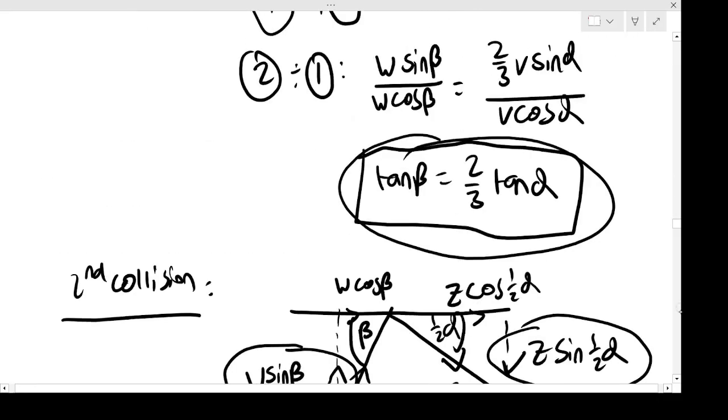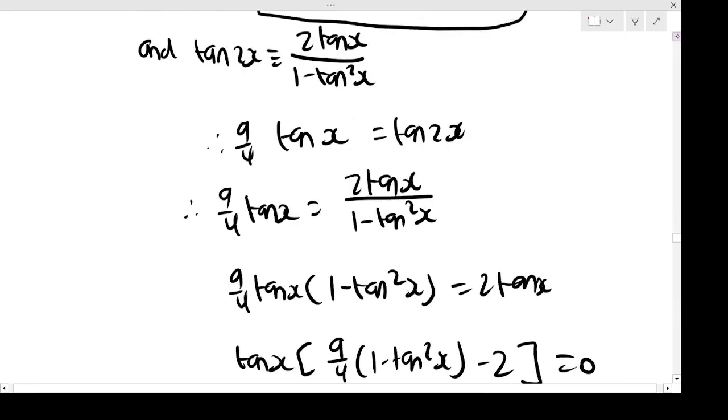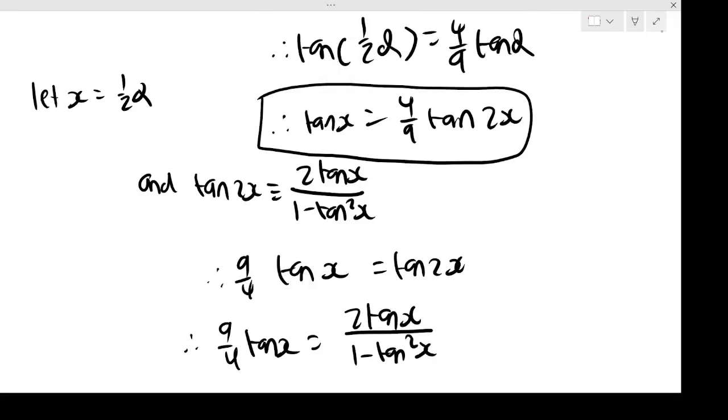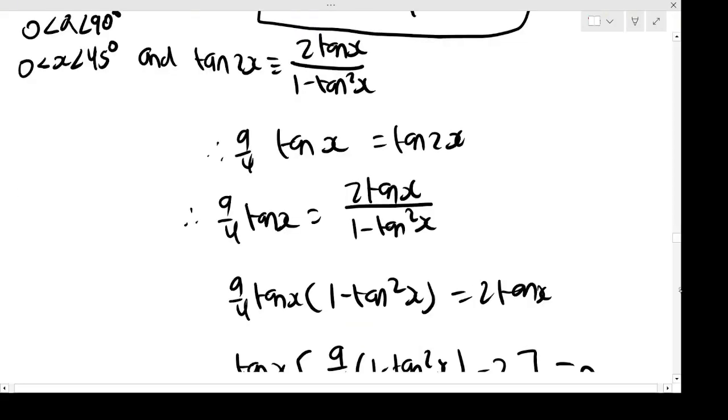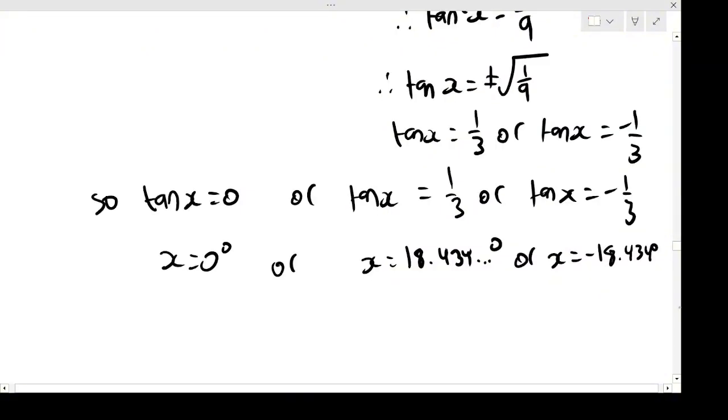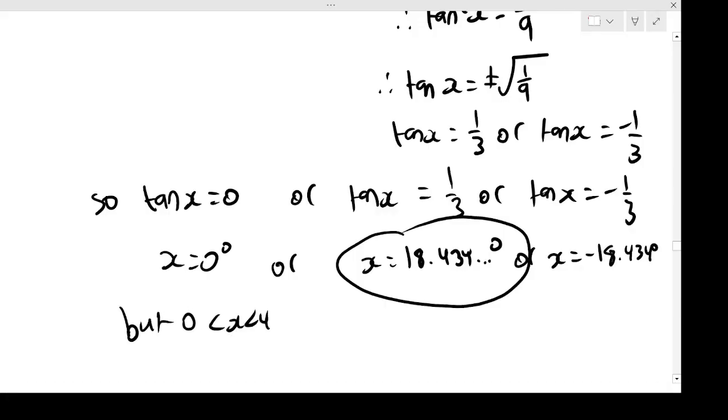So if alpha's between 0 and 90, remember we said x is a half alpha, okay? So if alpha's between 0 and 90, then for x, I'm going to need to halve it, right? So x is between 0 and 45, okay? So there we are. So we only look for values for x between 0 and 45. So you can clearly see it's only going to be this one, right? So 18.43 to 2 decimal places.